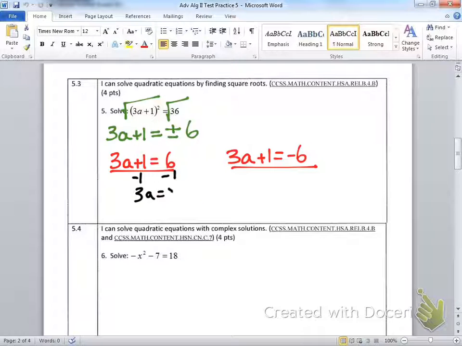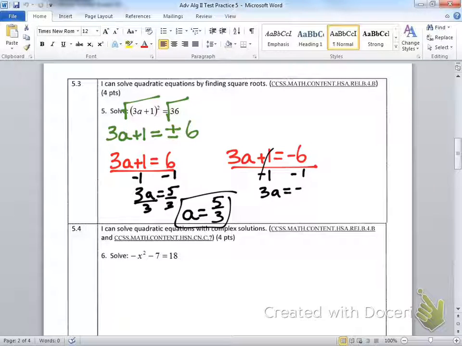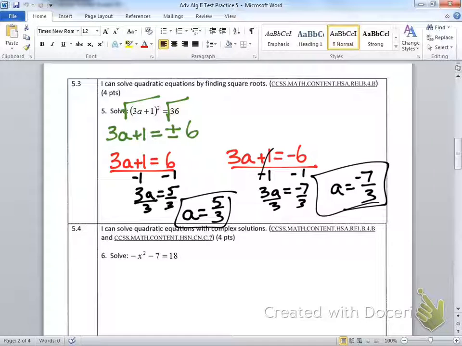So 3a equals 5. And what's our first a? 5 over 3. 5 over 3, that's one solution. Good. Negative 5 over 3. Nope. You made me write 5 again. So 3a, yeah, you get negative 7. And then divide by 3, so a equals. Okay? Questions?